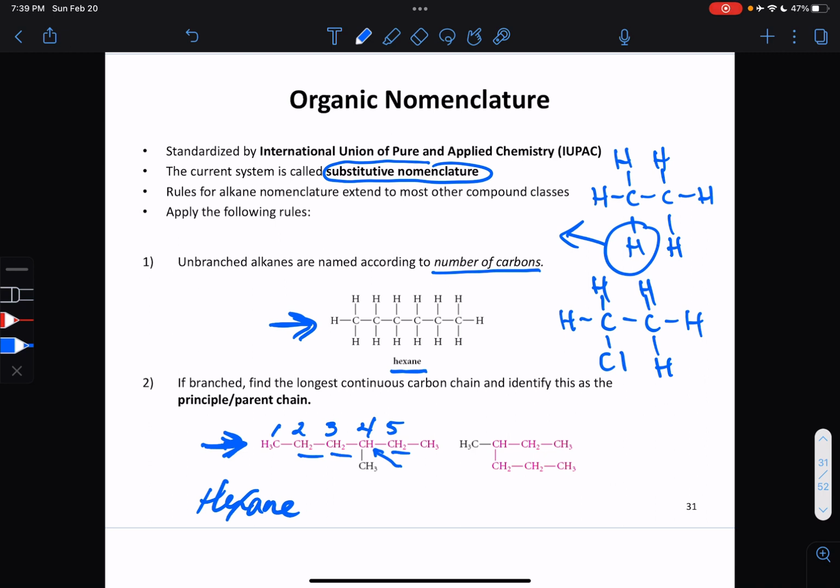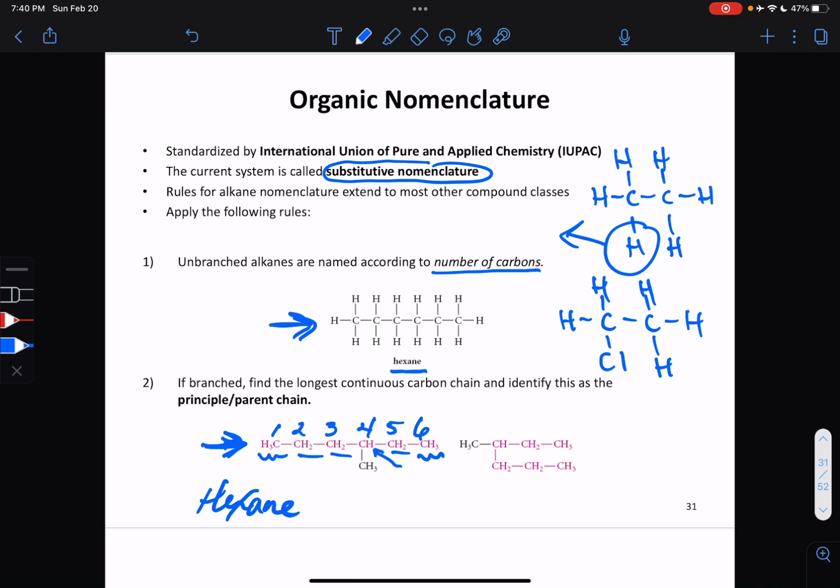I also want to point out this weird thing on the left side. See how this says H3C? That's the exact same thing as CH3. Chemists just like to write it backwards like that to emphasize that the H's are on the outside of the molecule on that side. It's just one of those weird, quirky things that chemists do to confuse students. I'm sorry about that, but it's the exact same thing. All right, so this has 6 carbons in its longest continuous chain.